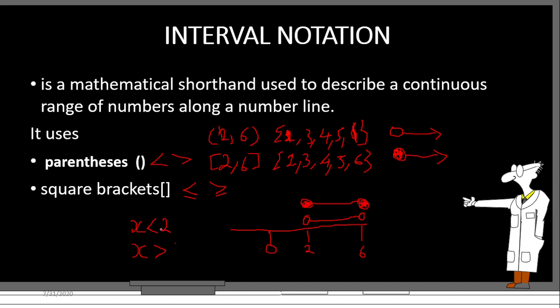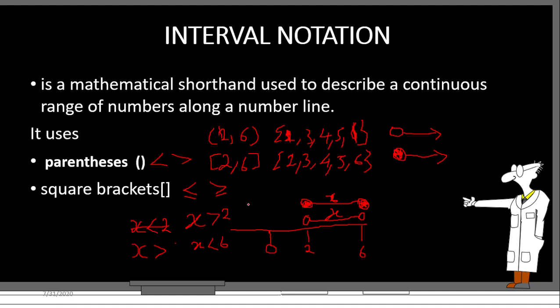Okay, we made a mistake here. We want the values, so this should be our x. So x is greater than 2, because x should be greater than 2, not like what we wrote before. So x should be greater than 2. Then x is less than 6. So if you want to represent the open interval, we write this.